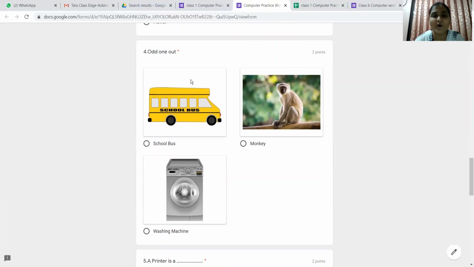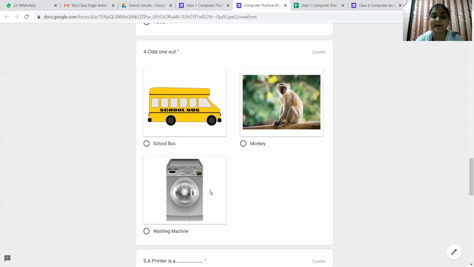Okay. Oh, this is a school bus. Is it a natural thing or a man-made thing? This is a man-made thing. School bus अपने आप नहीं बनती है, right? So school bus is a man-made thing. Oh, monkey is sitting and looking at us. Monkey is man-made or natural? Monkey is a natural. Okay, so we have one man-made, one natural. Let's see what is the third image.